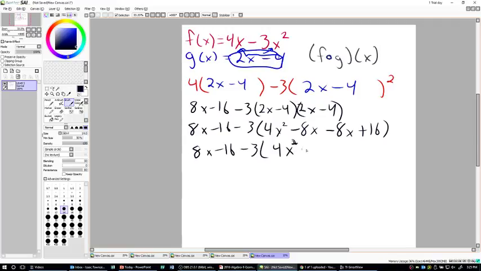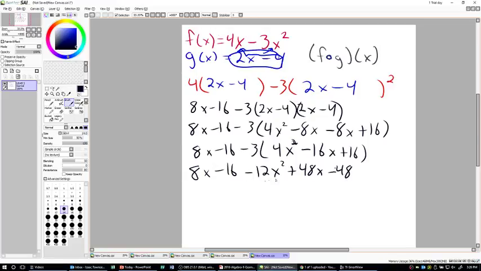Okay, these two are like terms, so let's clean that up a bit. And finally, I can deal with this negative 3 out here. So I can distribute that and make it a minus 12x squared. Distribute here, and let's see, that would be 30 and 18. So positive 48x, and negative 3 times 16 would be negative 48.